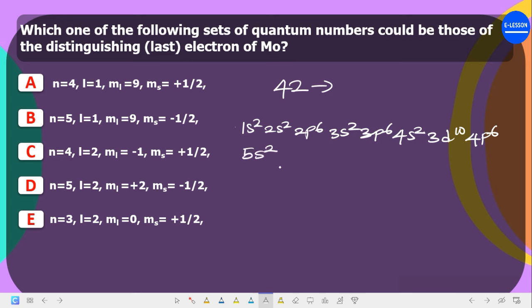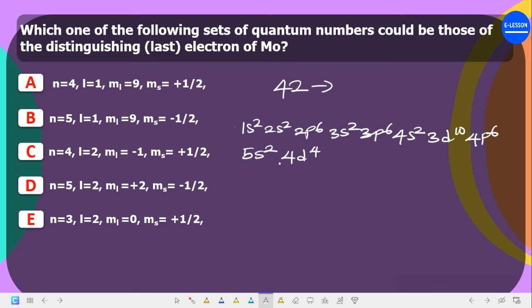That is how many now? That is 38. Then after 5s2, what are you now supposed to have next? Then we now have 4d4. If you count everything here, it's supposed to be these: 4, 10, this is 20, 30, 36, 38, 42.